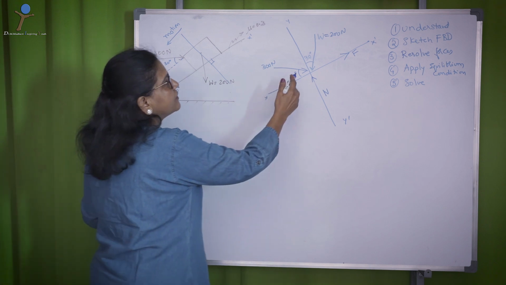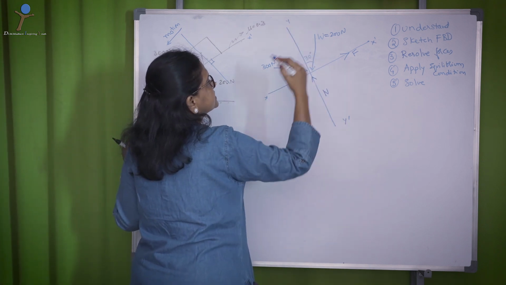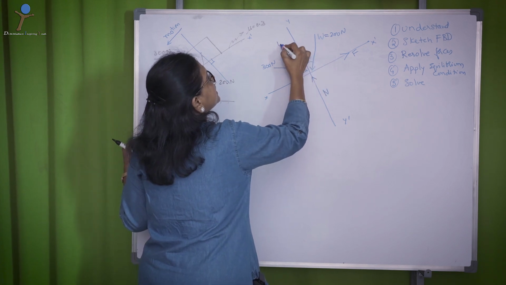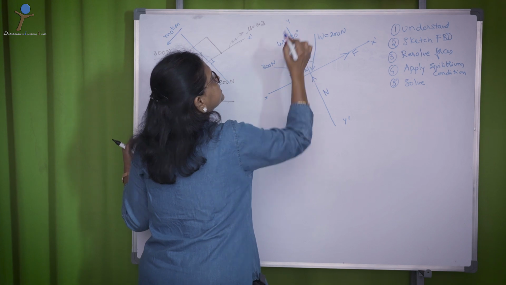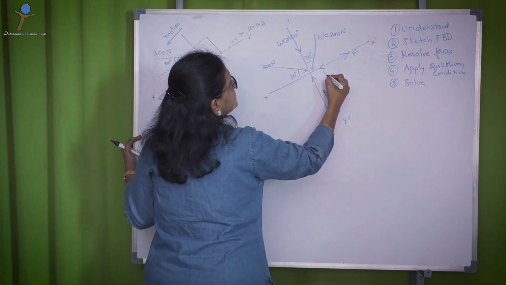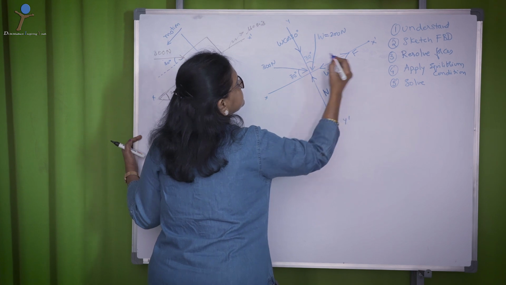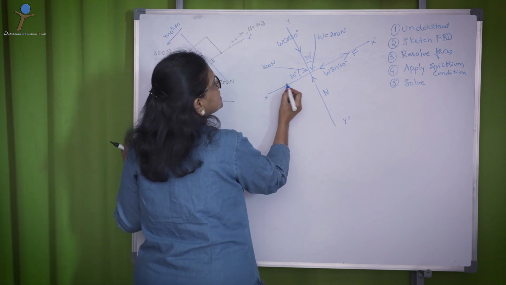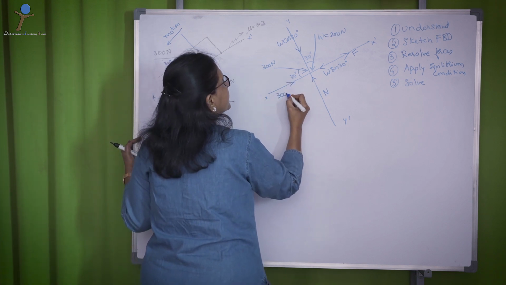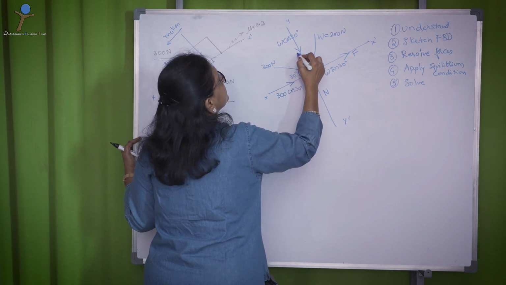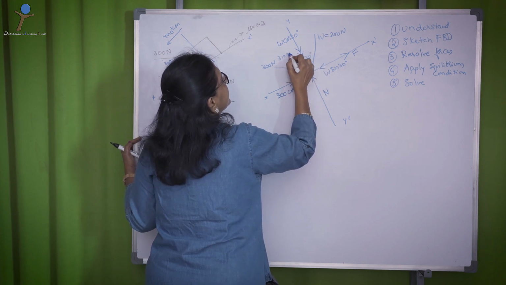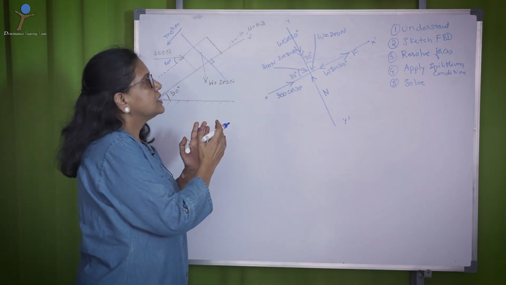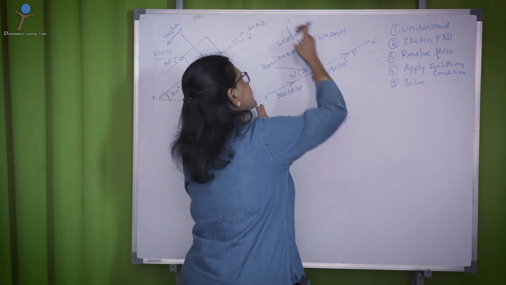Let us first resolve the forces onto the x and y axis. So this is 30 degrees with this. Obviously, this becomes W cos 30, and this component is W sin 30. Now the 300 N force is inclined at 30 degrees to the x axis, so this becomes 300 cos 30, and this becomes 300 sin 30. So now we have resolved both the forces, and all the forces are now along the x axis and y axis.